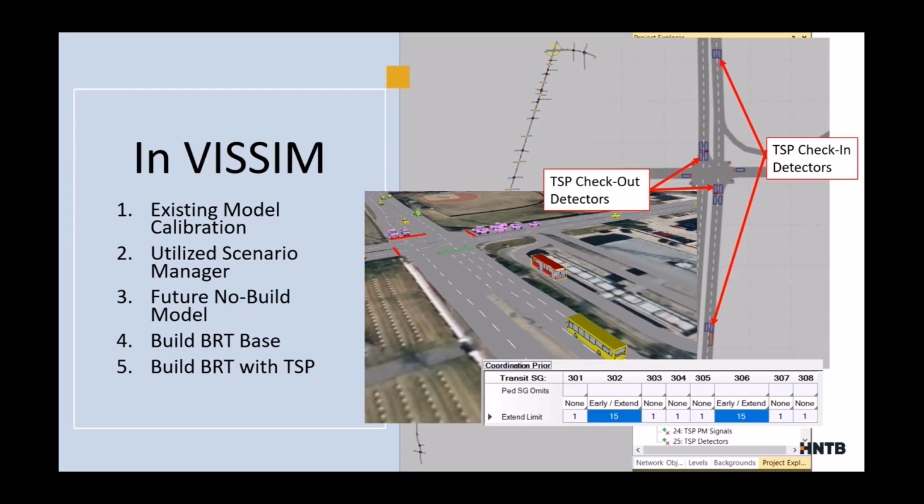And so with that, we're currently still in the process of evaluating these TSP results, but we're currently showing anywhere from about 5 to 8 minutes of travel time savings, or reduced travel times, for the BRT bus in the peak hours. And with that, I will turn it back over to Joe.